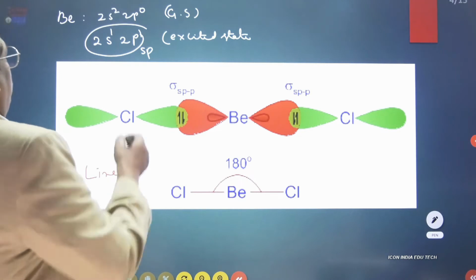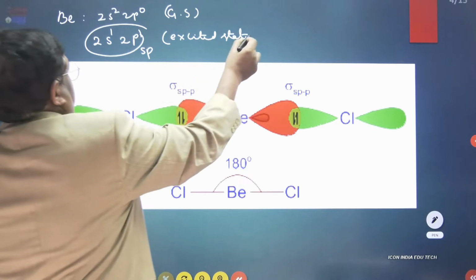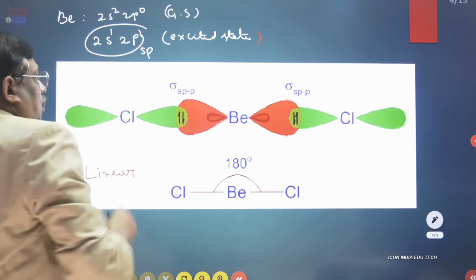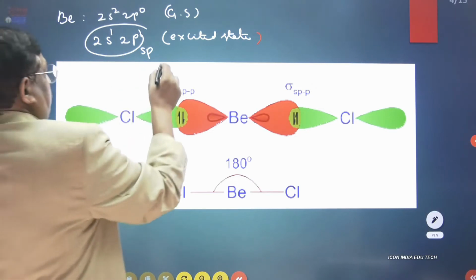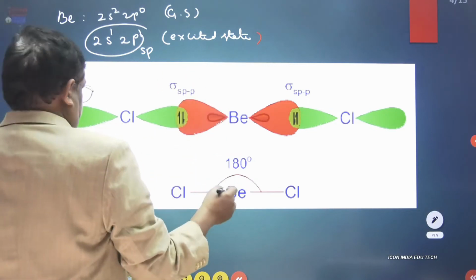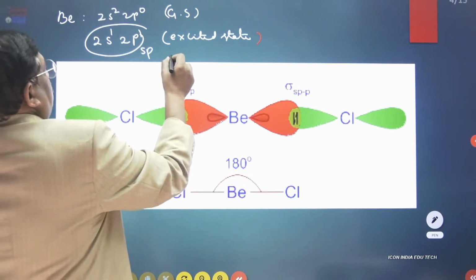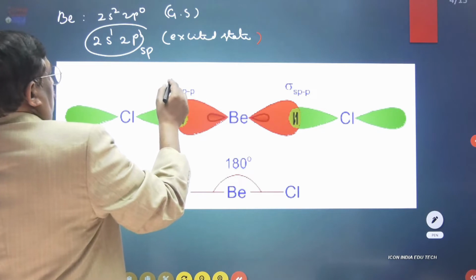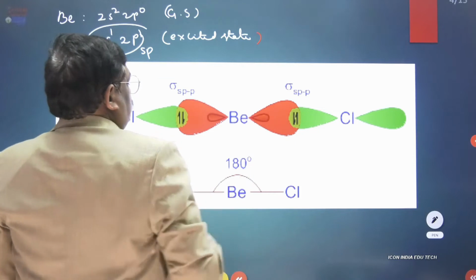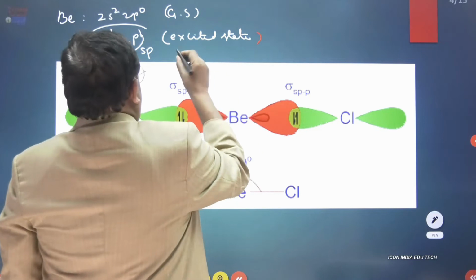Beryllium chloride. Beryllium in the ground state has no unpaired electrons, but beryllium in the excited state has 2 unpaired electrons, and in the excited state only 2s and 2p orbitals completely mix up to give sp hybridization, 2 sp hybrid orbitals. They arrange in a linear shape with a bond angle of 180 degrees. This is an sp hybrid orbital of beryllium, and this is also an sp hybrid orbital of beryllium. Here, the rest are chlorines; beryllium's are these.